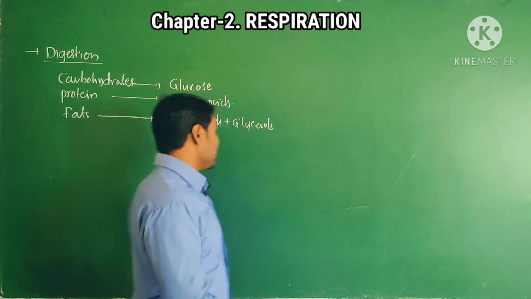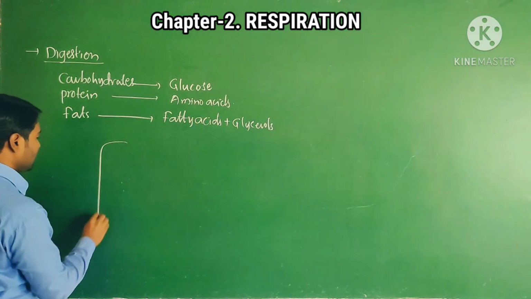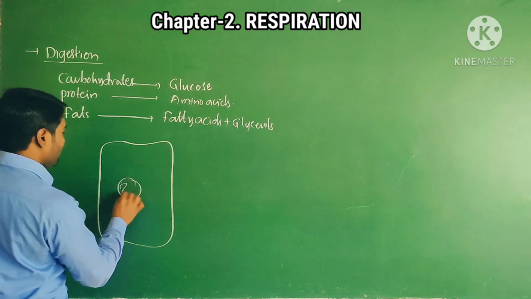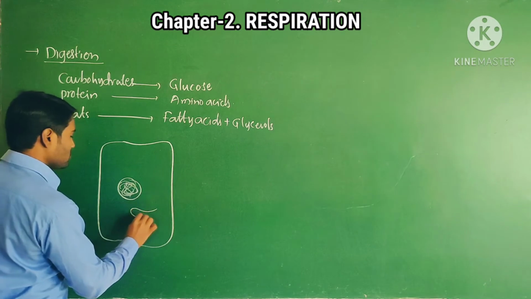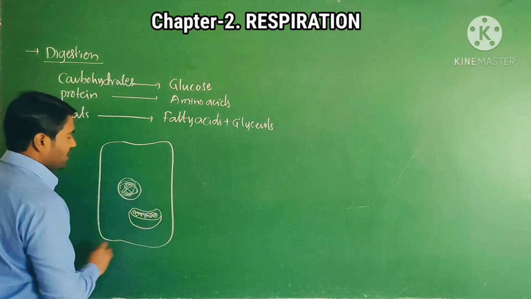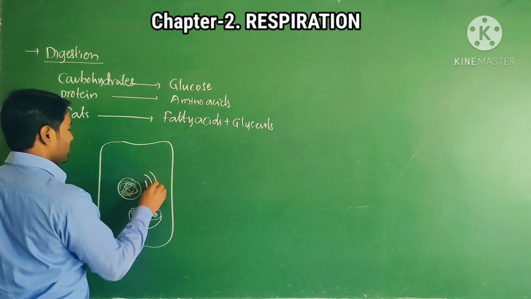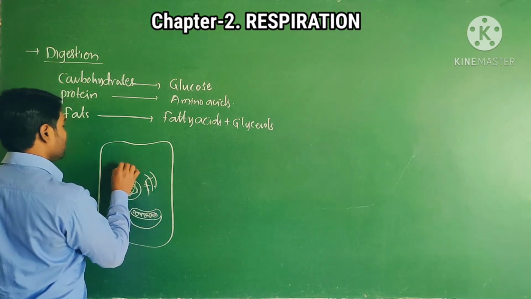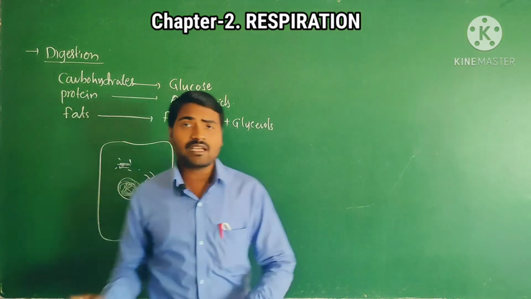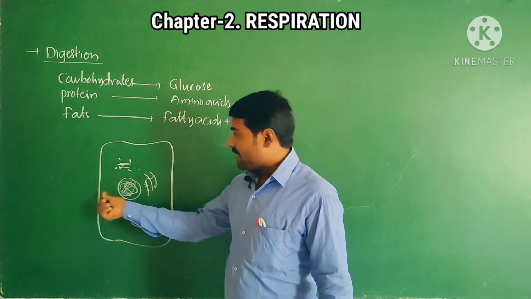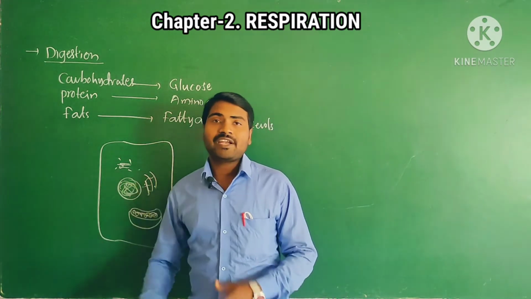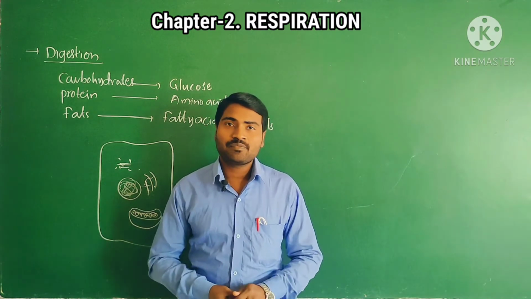Now these simple molecules, through the circulatory system, will reach each and every cell. For example, here is a cell. Inside the cell, what will be present? Nucleus, and mitochondria, and also endoplasmic reticulum, centrioles. These cell organelles are present. A cell contains cell membrane, cytoplasm, nucleus, mitochondria, endoplasmic reticulum, and different organelles.